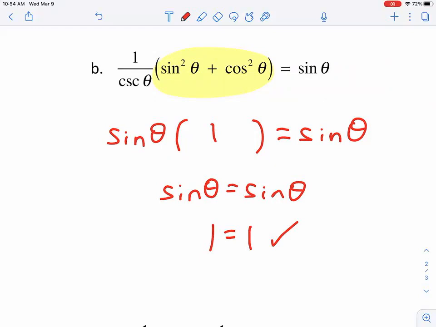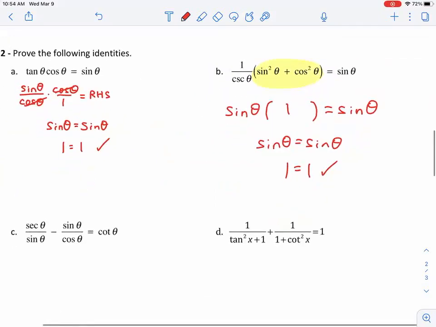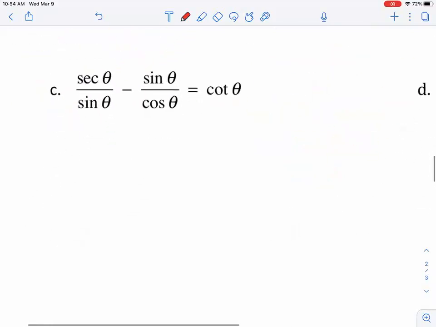All right, any questions yet? So we're going to get maybe a little more tricky as we move forward here. All right, well then let's roll with it. Here we go with C.